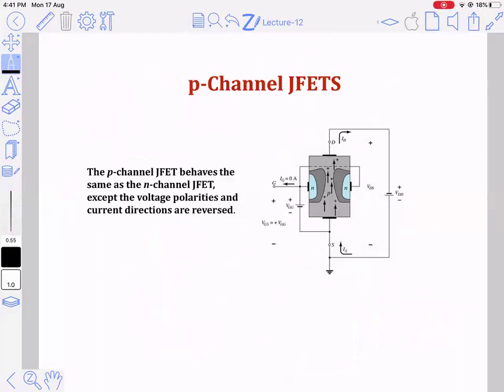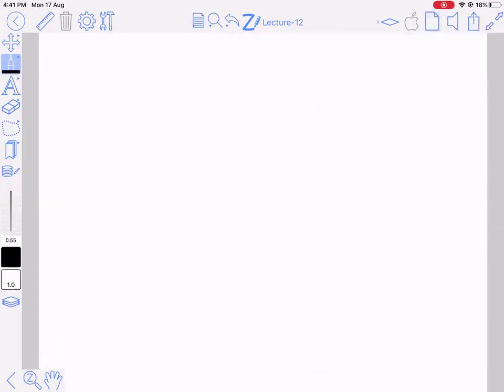On a similar line, I hope you have understood N channel JFET thoroughly. It will just take us 2-3 minutes to know what a P channel is, because it is the same thing. Let us first start with the construction. On the same analogy, what will be the construction of P channel? This has to be P.